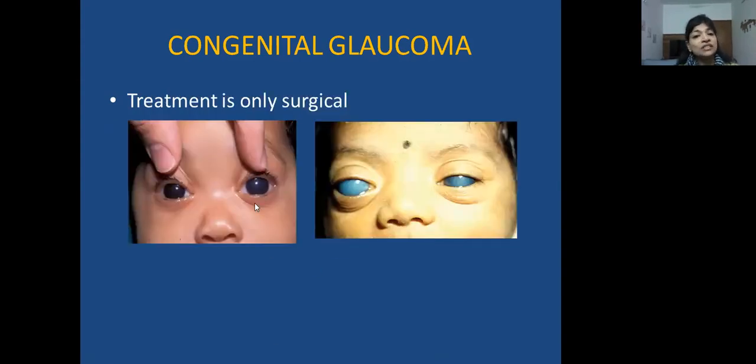So for congenital glaucoma, the only option available is to treat it surgically, because you can use medical management only as a stopgap method, like if you're taking a couple of weeks or so to make sure that the kid is stable for anesthesia or anything like that. But otherwise, medical management has no role. It's purely surgical that you do.